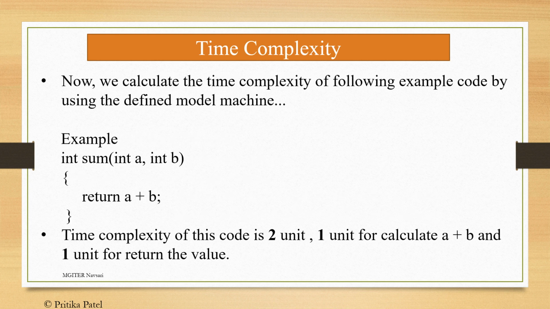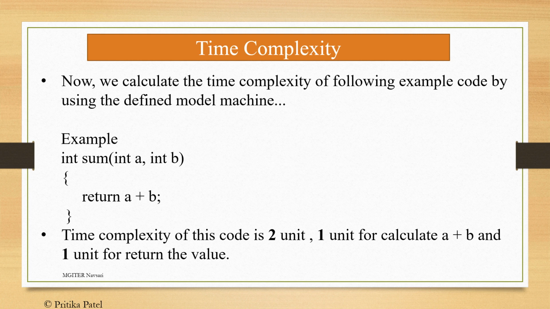Now we calculate the time complexity of the following example code by using the above defined model machine. Consider the following piece of code for the given example. Here, int sum(int a, int b). So here sum is the function, and int a and int b are the parameters of the function. Now in the function, return the value of a plus b. So here the summation of a plus b is returned by this function.